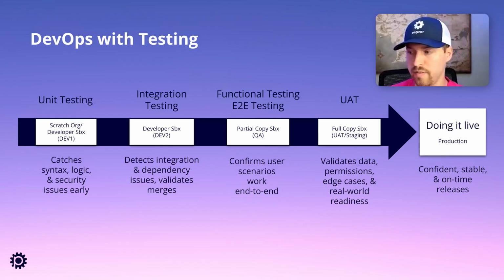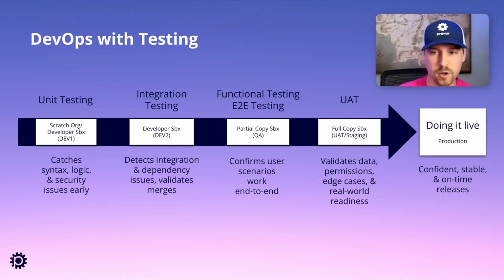This is where we're doing it live, and this is where we have all that is up to this point helping us to ensure that we have confident, stable releases, and we're reducing those hot fixes and downtime, and resulting in ultimately fewer escalations and happier users. So that's the end goal with testing in DevOps, is that each of these stages have these different testing gates along the way.